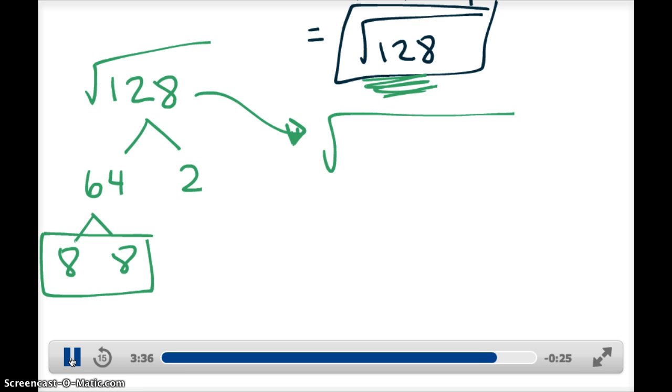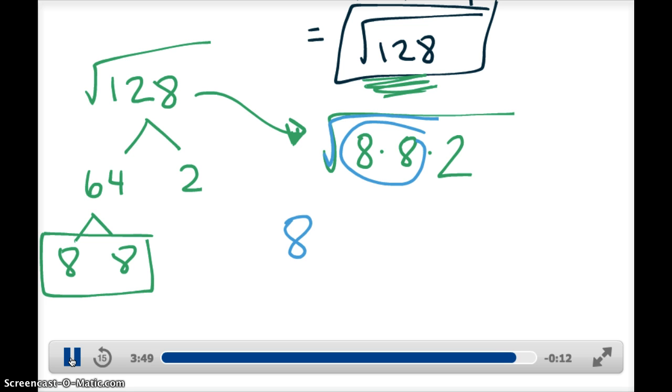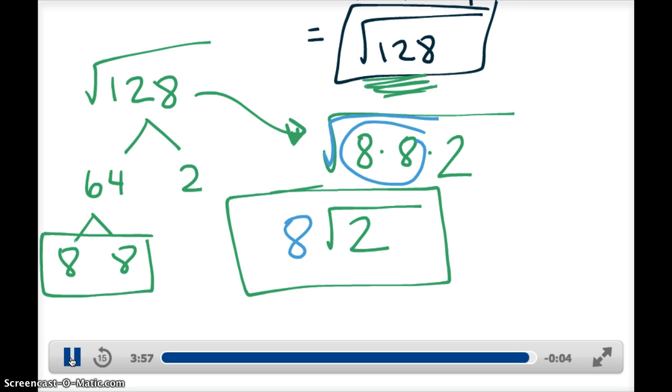So another way I could write square root of 128 is 8 times 8 times 2. And I know 8 times 8 is really 64, and if I take the square root of 64, it's 8. I can't pair 2 with anything, and I can't take the square root of it cleanly, so I'm going to leave it as 8 square root of 2, 100%.